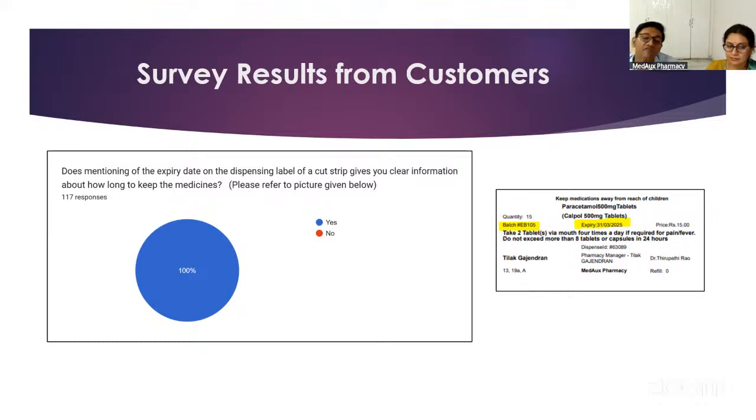And why the batch number? If there's a recall from the government, you may recall there was a recall of ranitidine recently because they had NDMA in it, which is carcinogenic. That's where we can trace it back to the customer in our reports, call them back saying please don't use the medication because there's a recall from the government or the manufacturer.